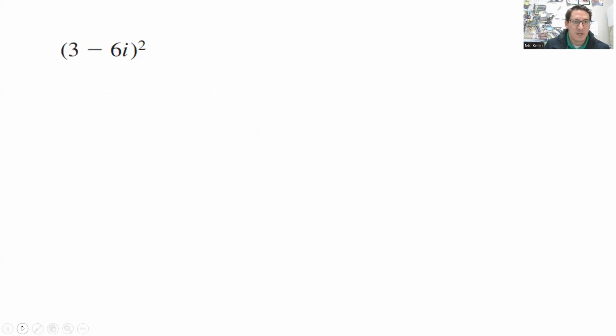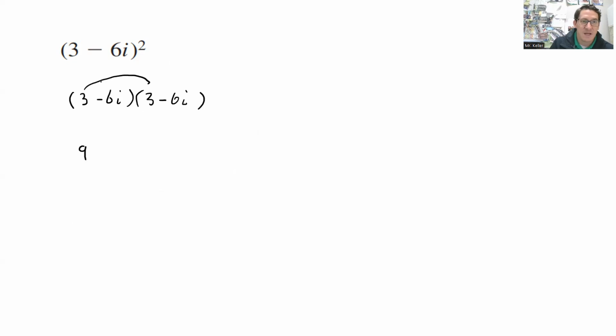Multiply stuff together. Here, don't forget, you don't just square both of these. So 3 minus 6i squared is 3 minus 6i times 3 minus 6i. It's not just 3 squared minus 6i squared. You've got to multiply it times itself and distribute the 3. So 3 times 3 is 9. 3 times -6i is -18i. -6i times 3 is -18i again. And then -6i times -6i, negative times negative is a positive 36i squared.